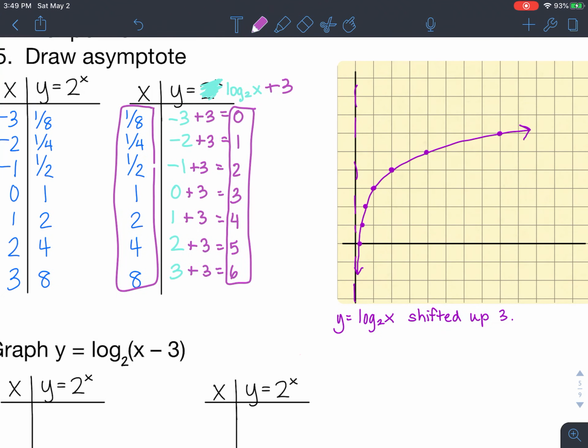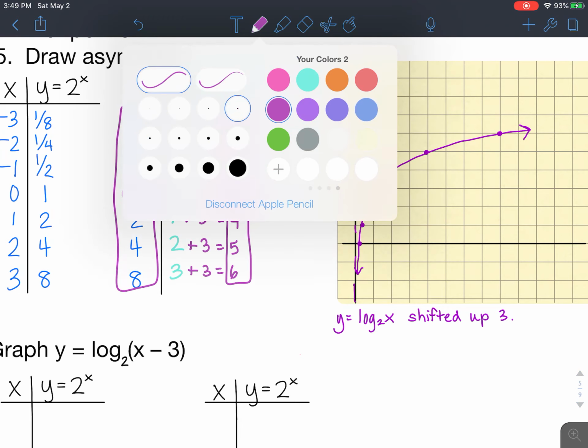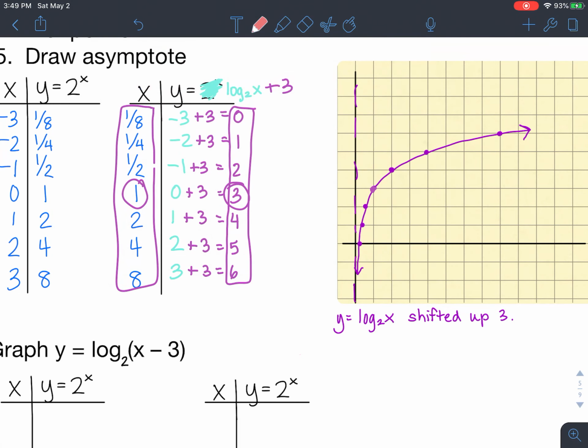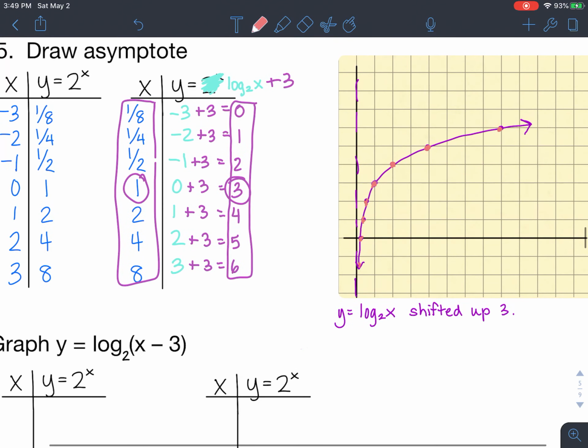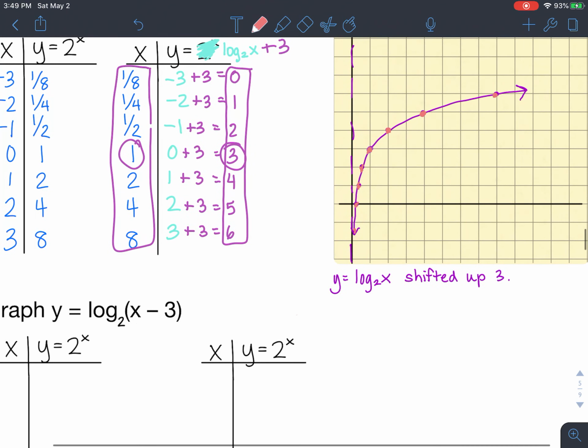Okay? So we have 1, comma 3. That's this one here. Oh, I need a different color. 2, comma 4. That's this guy. 4, comma 5. 8, comma 6. And here's all the other points. Now, the asymptote is still on the y-axis. And you do need to draw that in.